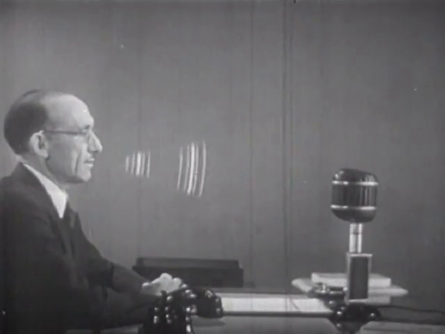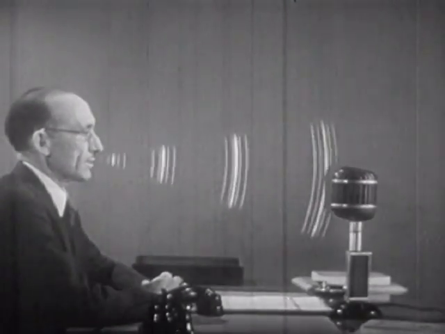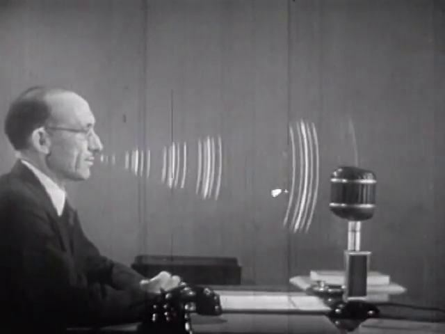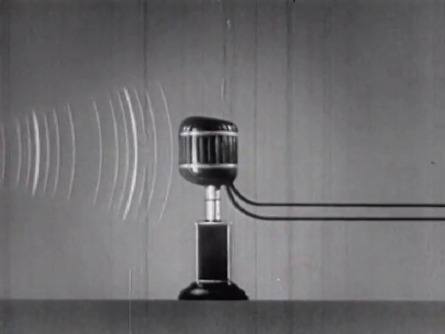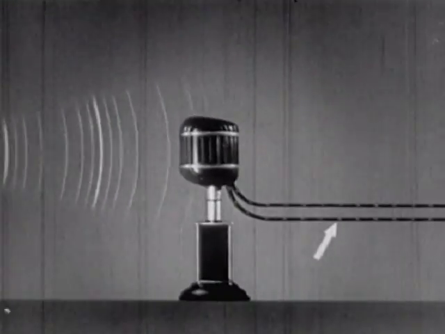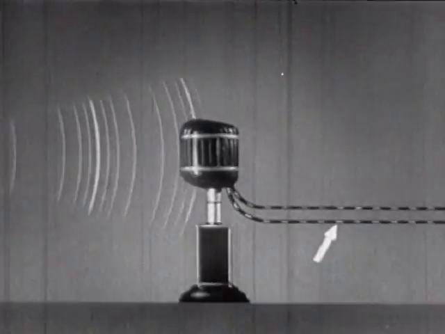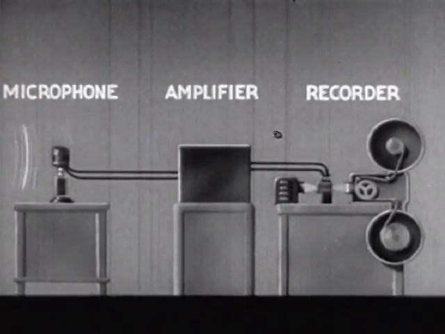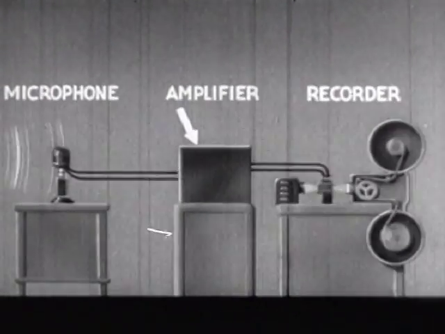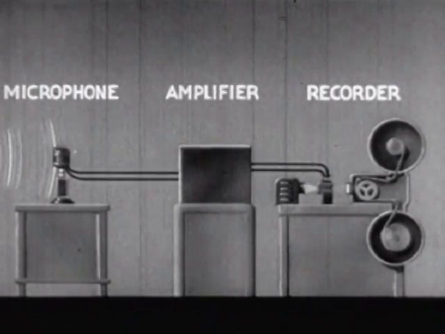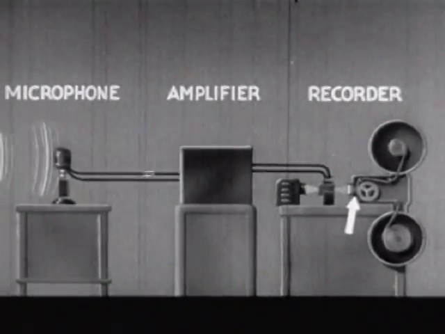Since the photographic film is affected only by light, it is necessary for the recording of sound to convert the sound waves to corresponding changes in light. As I speak, the sound waves produced by my voice are transmitted through the air to the microphone, where these sound waves are converted to changes in an electric current. These variations in the electric current are then amplified and used to control the light falling on the photographic film.